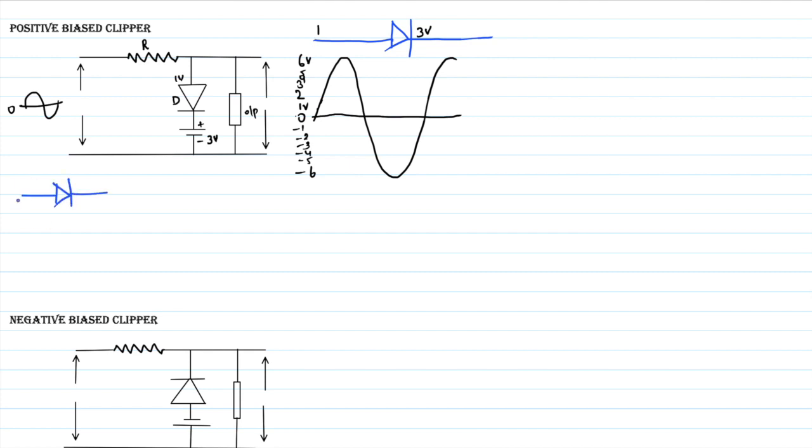Anode, cathode. If the anode is positive and the cathode is negative, then the diode is forward biased and it is closed. Here, the anode is negative and the cathode is positive, so the diode is reverse biased and it is open.